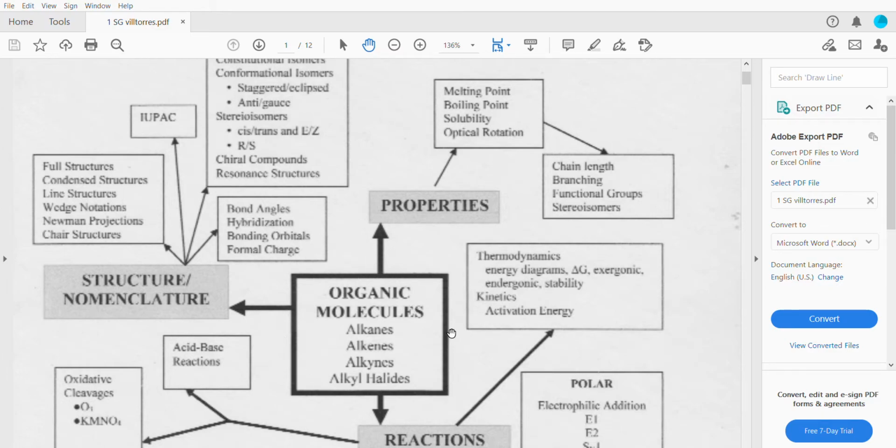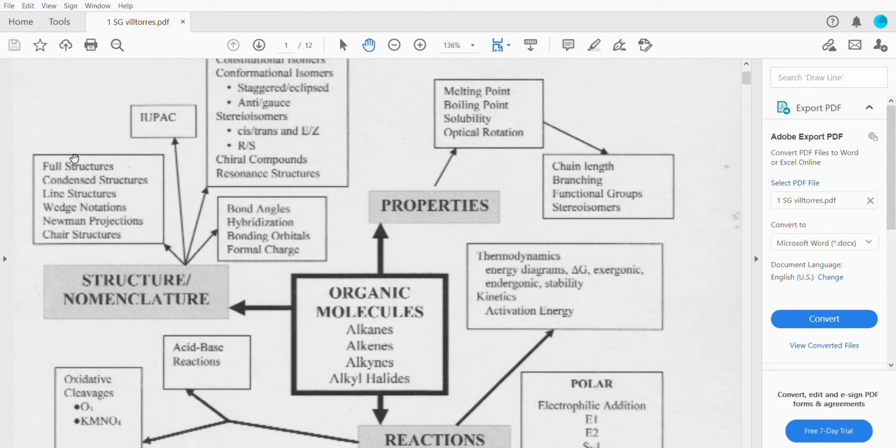We learn organic molecules: alkanes, CH4, with the general formula CnH2n+2. Alkenes, C double bond C. Those are the hydrocarbon chains. Alkynes, C triple bond C. And alkyl halides, C-Cl. So those are organic molecules. And we learn structure and nomenclature.